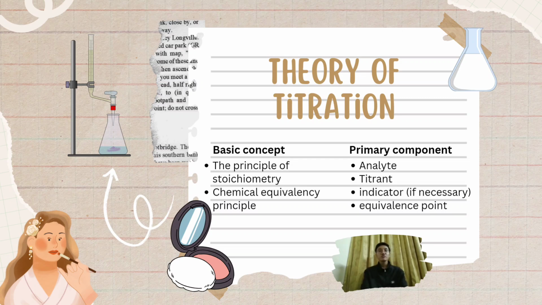Now we move to the primary components. There are 4 primary components in titration. The first one is the analyte. The second one is the titrant. The third one is the indicator. And lastly, the equivalence point.